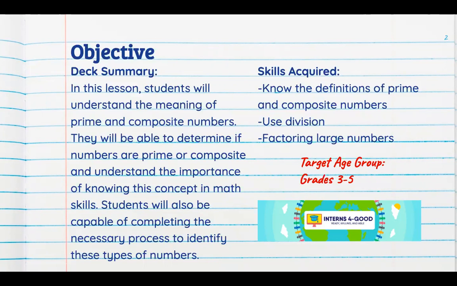Some skills that you will have acquired by the end of this lesson include knowing the definitions of prime and composite numbers, using division, and factoring large numbers. The target age group for this lesson is grades 3 to 5.